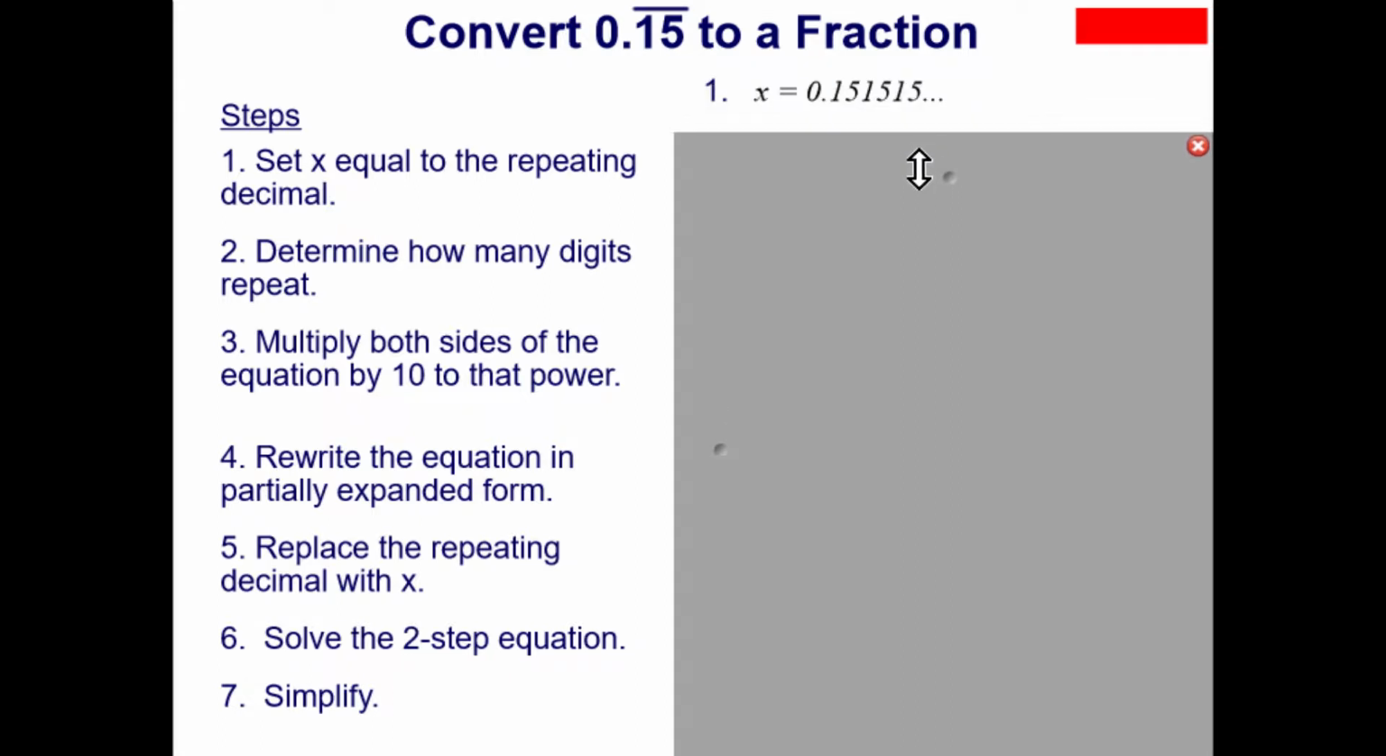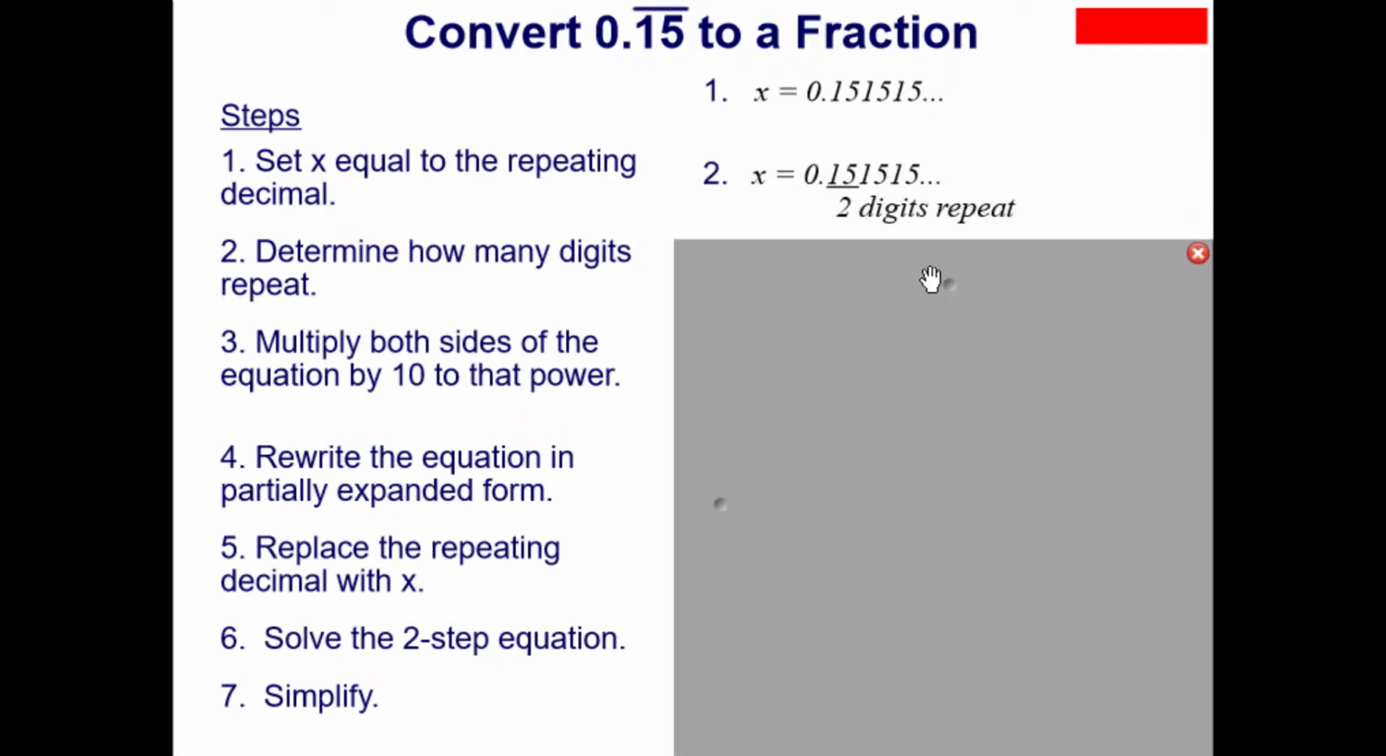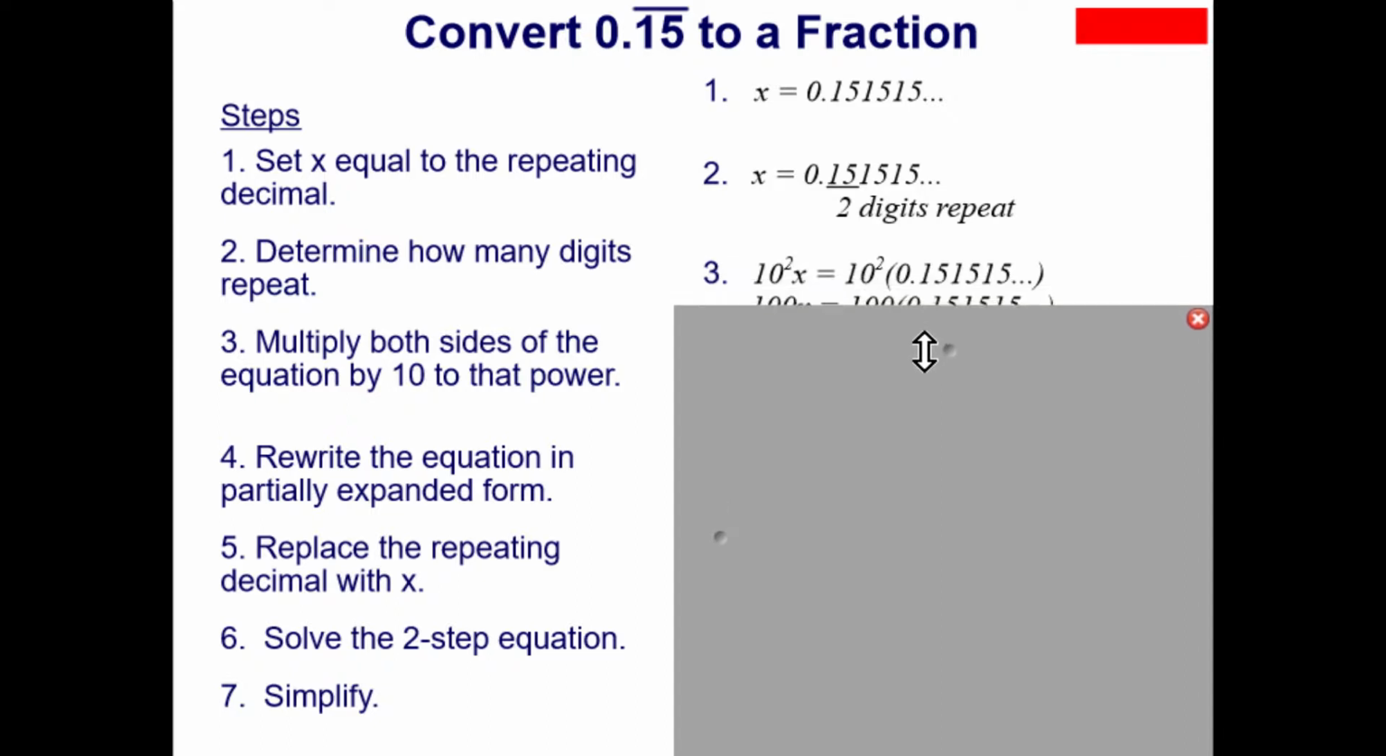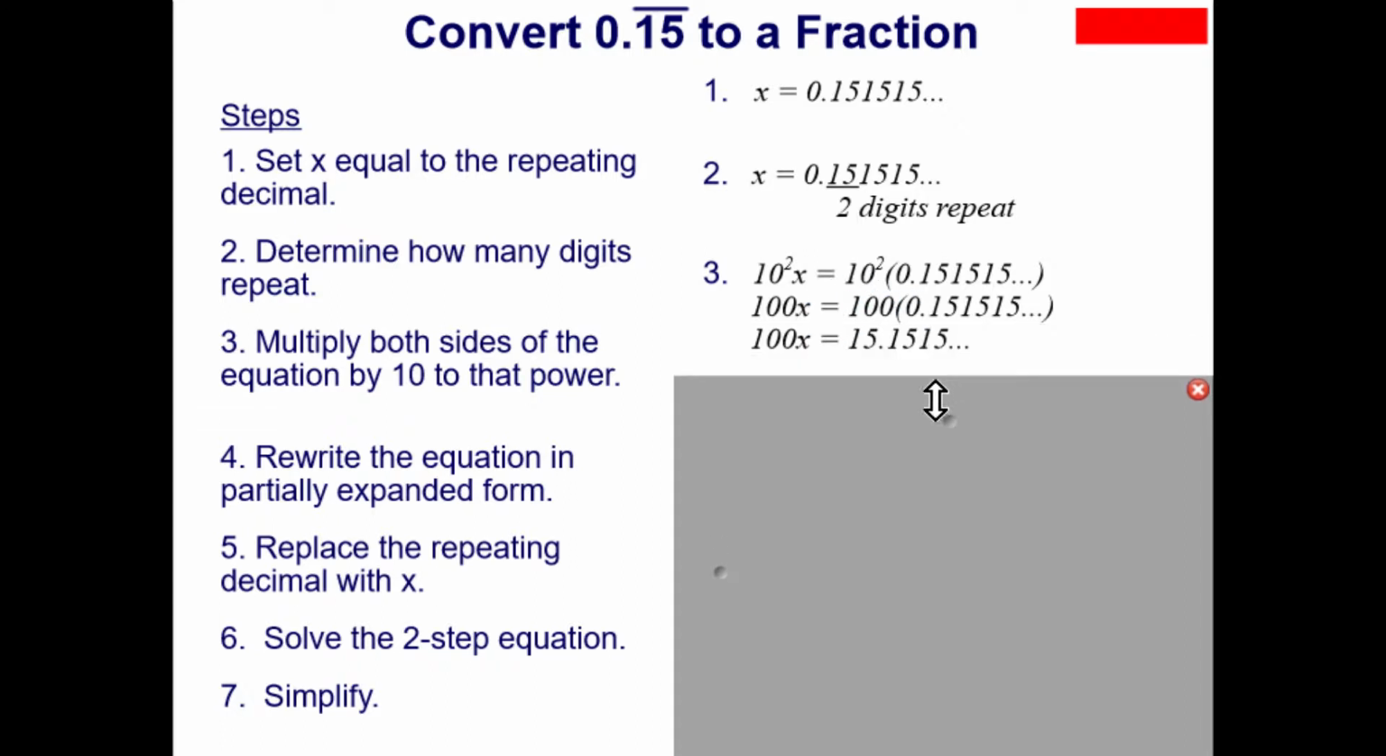So here we're setting x equal to the repeating decimal. We need to determine how many digits repeat, and here we can see that 2 of them, the 1 and the 5. So that means we're going to multiply both sides of the equation by 10 to that power, or 10 squared. And 10 squared is just 100. When we multiply by 100, that brings us to 15.1515 repeating.